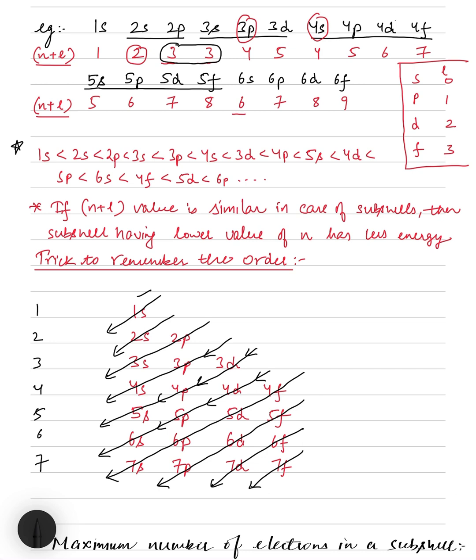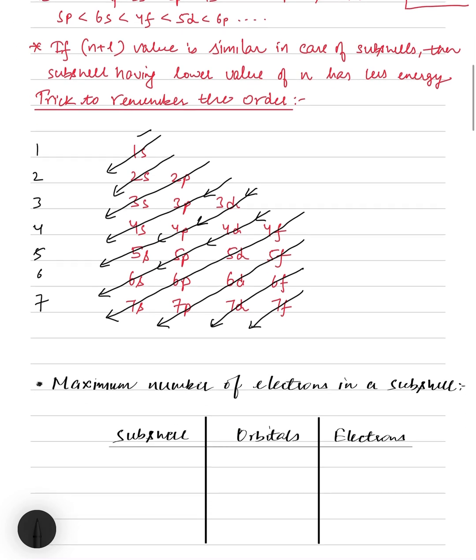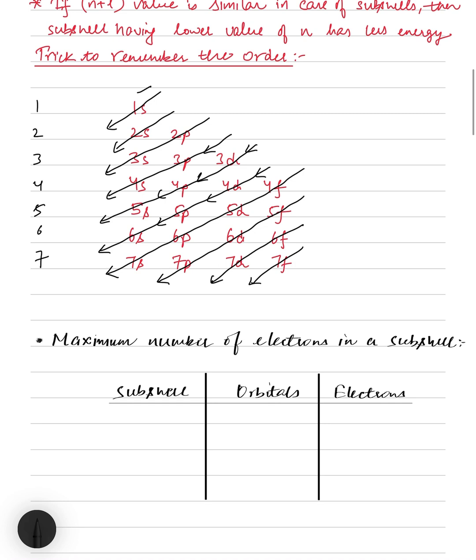Now, important thing is when we go through the different configurations, let's try to write the configuration of some elements. Before going to that, I want to give you a little bit of an idea about the s subshell. The s subshell has how many orbitals? It has only one orbital. And since one orbital can only hold 2 electrons, the maximum electrons in the s subshell is 2. Similarly, the p subshell has 3 orbitals.